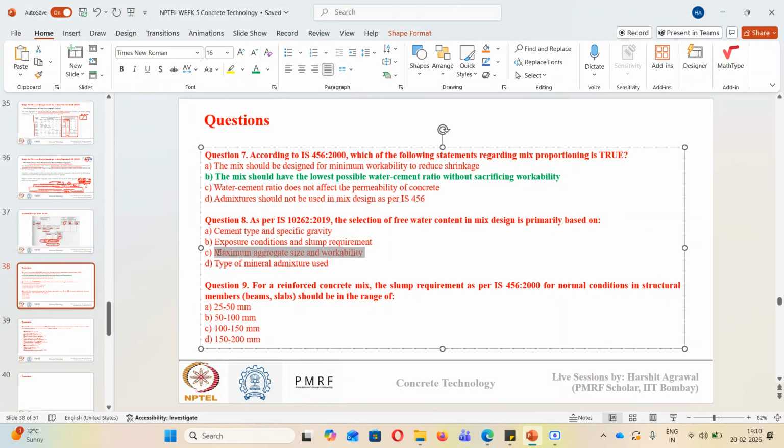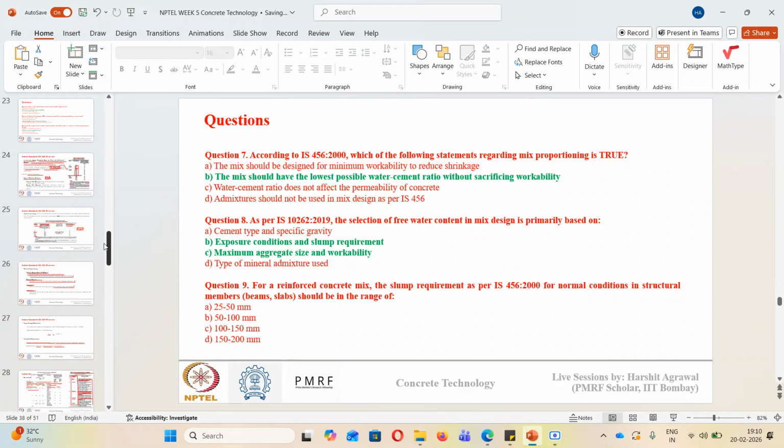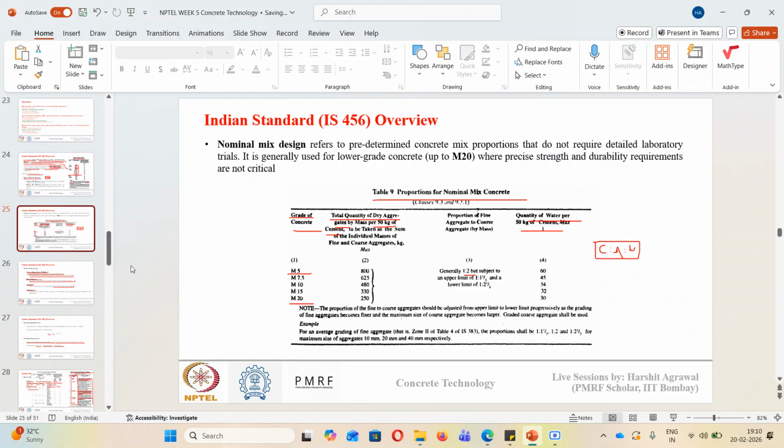Yes, one of the correct options is C. As we have seen in the tables, the maximum nominal aggregate size and workability demand, that is the slump that we need from concrete, define the free water content. Then exposure condition also is important. As we saw in the IS 456 code, we have limits on W by C ratio based on the exposure condition.